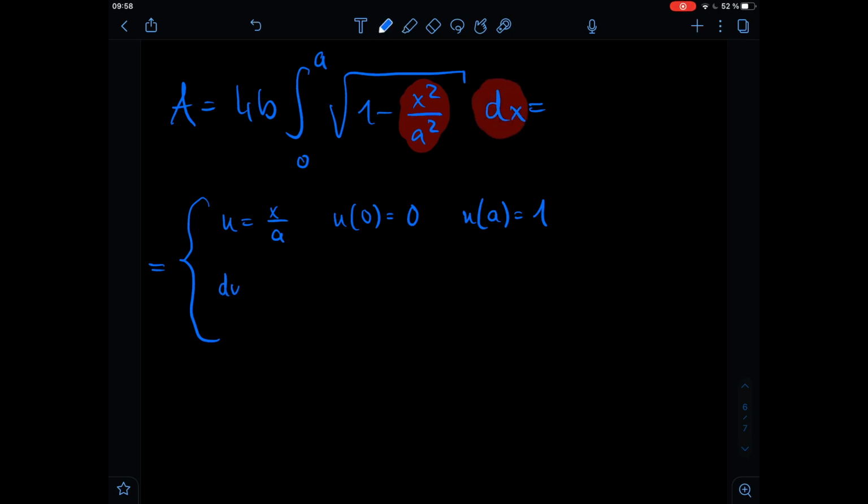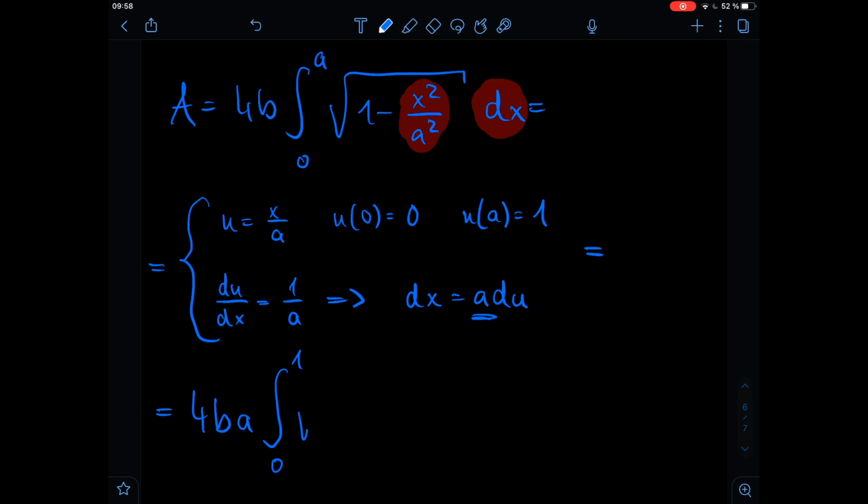Well, we are going to take the derivative of u with respect to x. This will give us 1 over a, and this means that dx is just a times du. So let's plug that into our integral. So we have 4b, then this a here is a constant, so we have 4b times a times the integral. Now the limits of the integral have changed from 0 to 1, and then we have the integrand, 1 minus u squared, and then of course du.